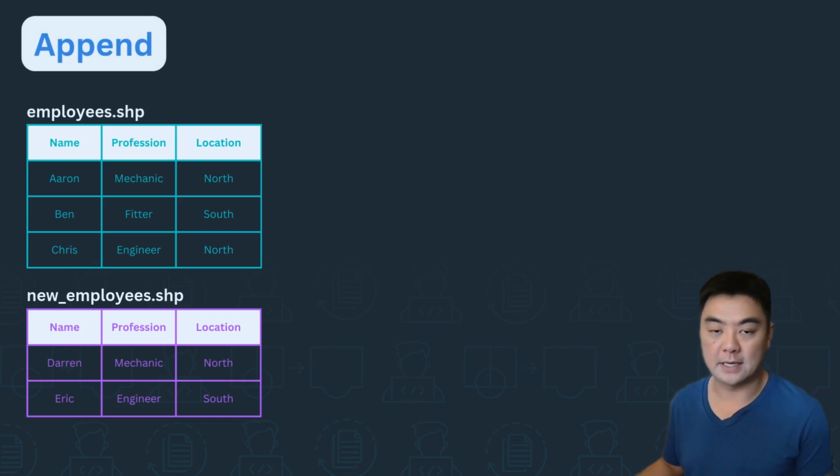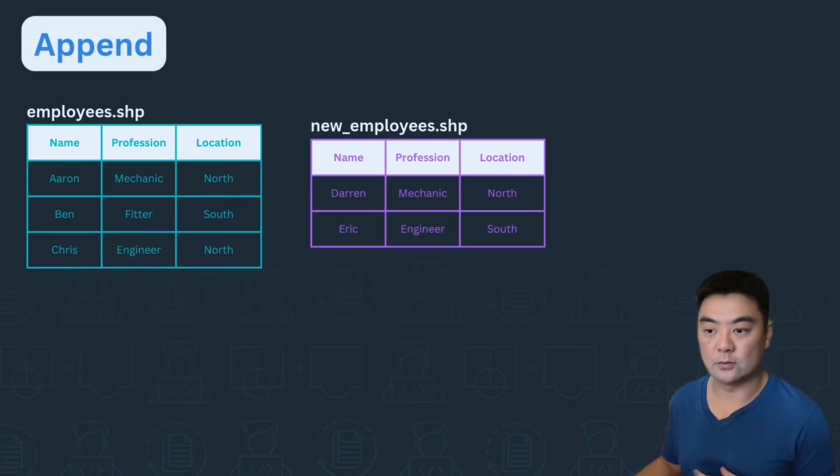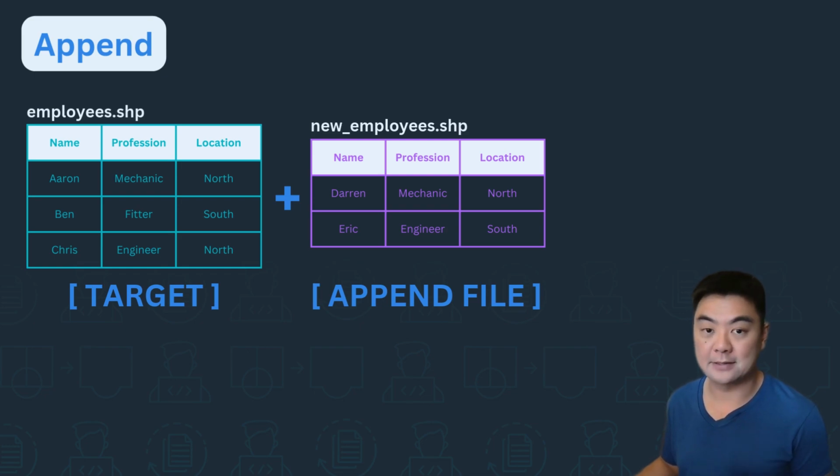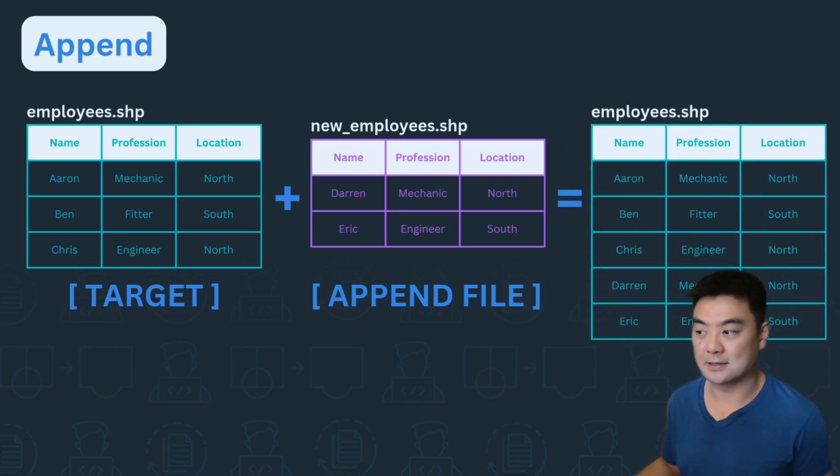So what the Append tool will do is it will take your existing data, we call this the target, and then add or append the new append dataset to that existing dataset. So all the column names will still be the same. So we'll still have name, profession, location. All the Append tool will do is append or add these two records. So Darren and Eric will then be added to the final employee output list, and you'll get the exact same data back just with the new records in there. So let's go have a look in Geoflip and see how easy it is to do it in there.